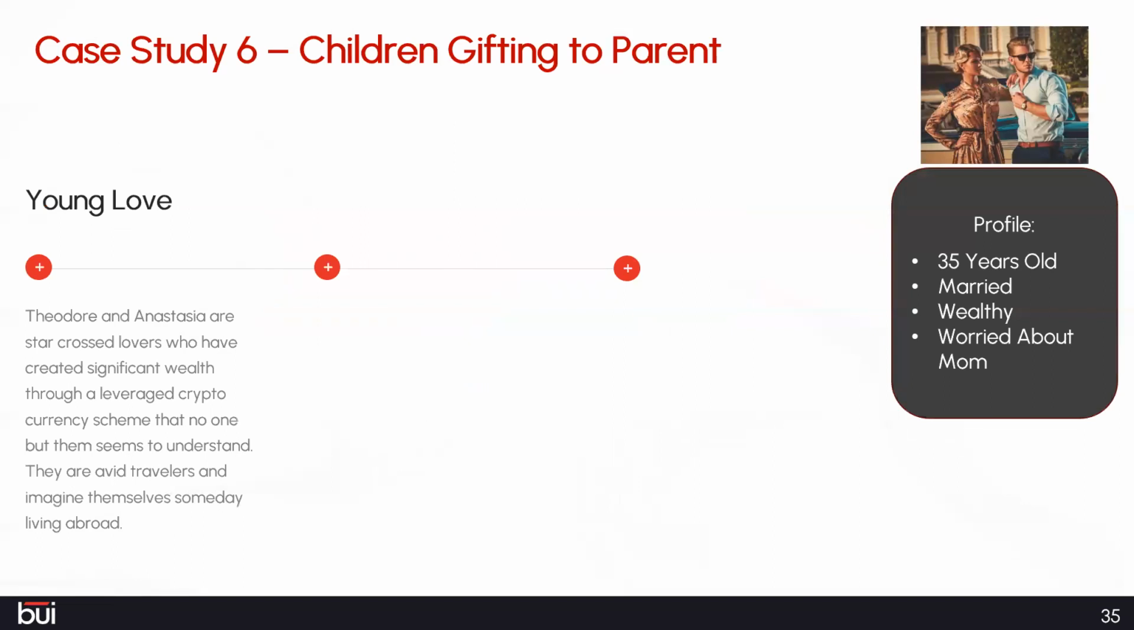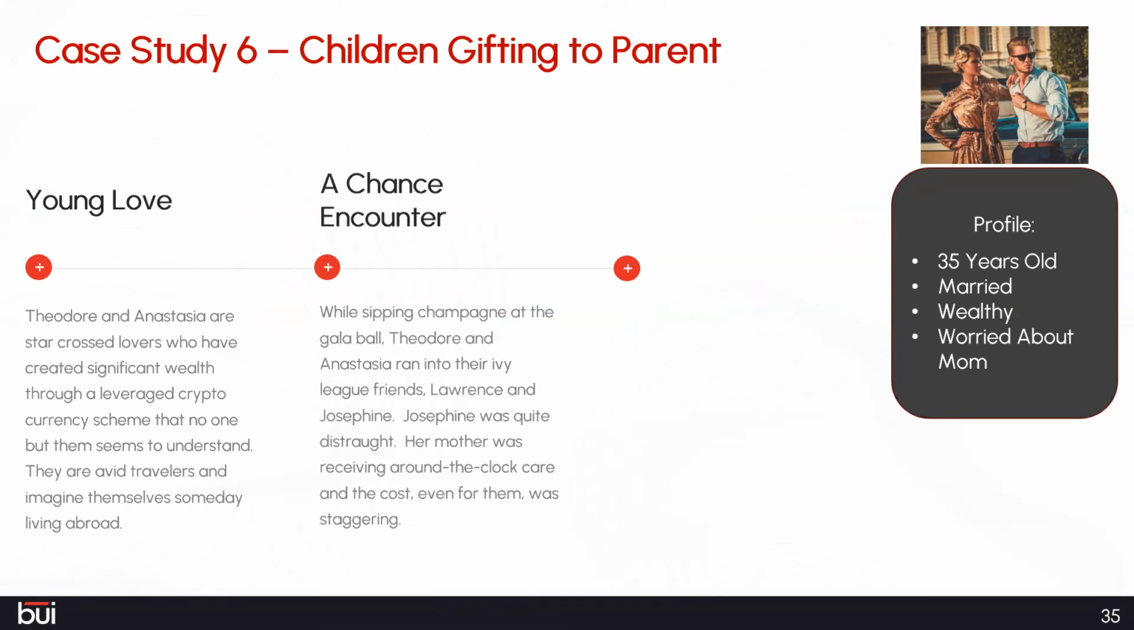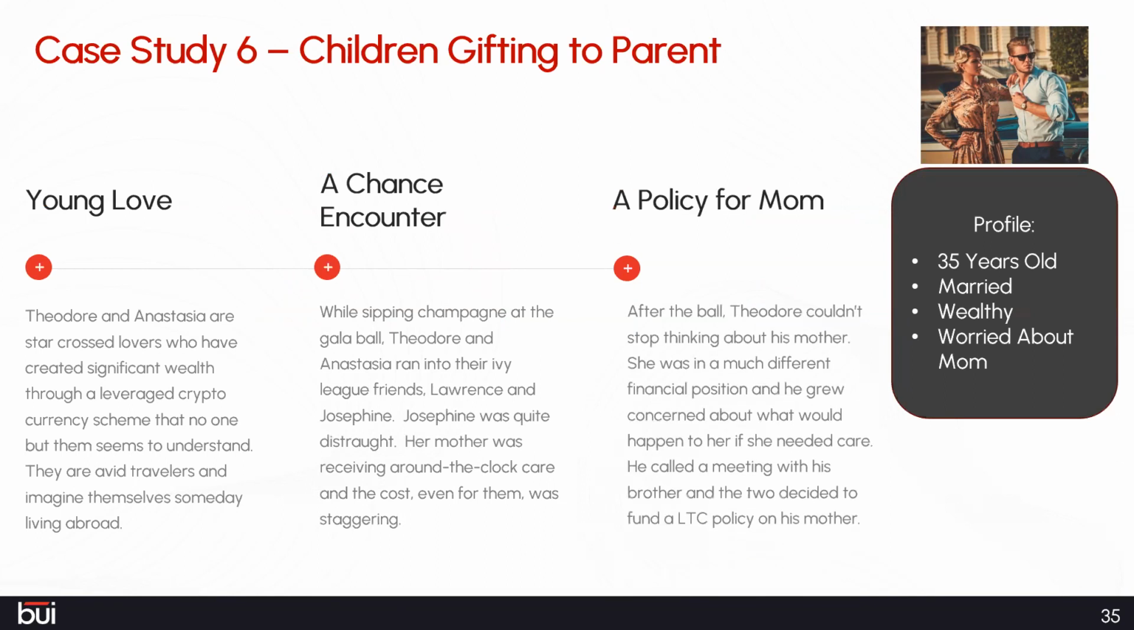Theodore and Anastasia are star-crossed lovers who have created significant wealth through a leveraged cryptocurrency scheme that nobody but them seems to understand. They're avid travelers and imagine that someday they'd like to see themselves living abroad. Through a chance encounter at the gala ball, they ran into Lawrence and Josephine, who was distraught. Her mother was receiving round-the-clock care, and even for them, the cost was staggering.